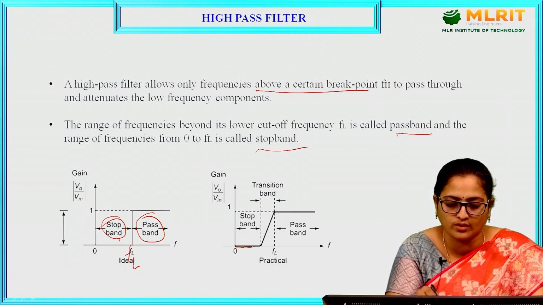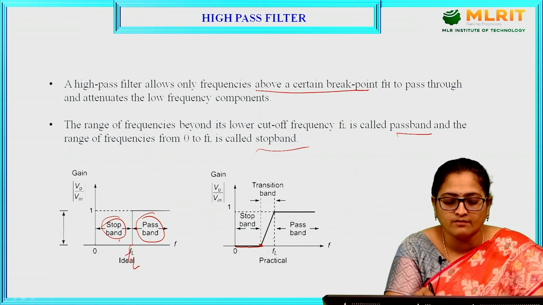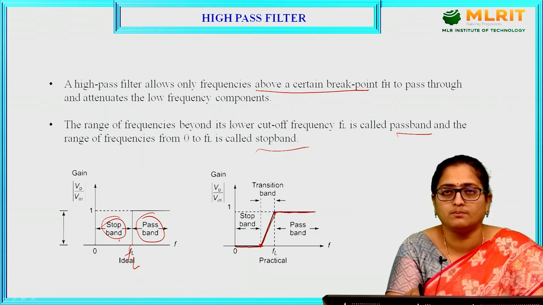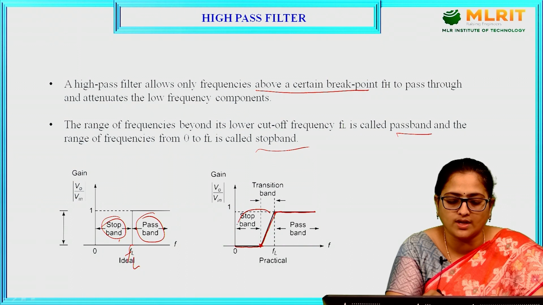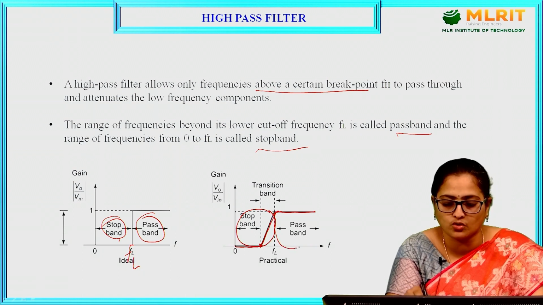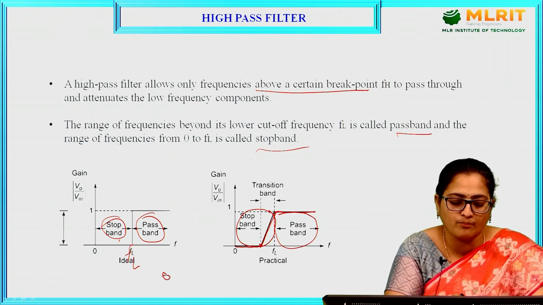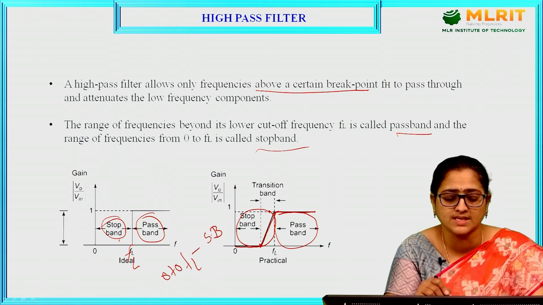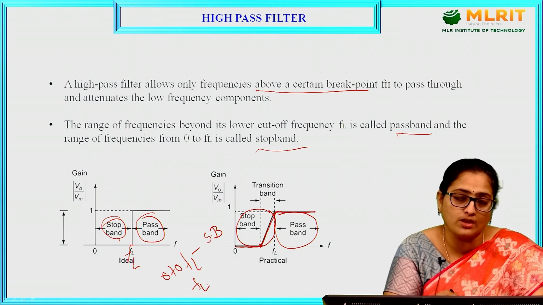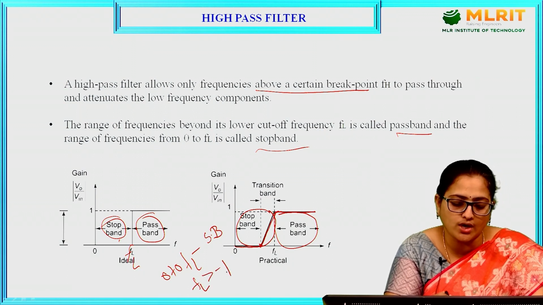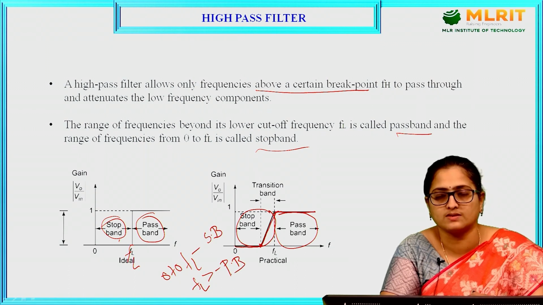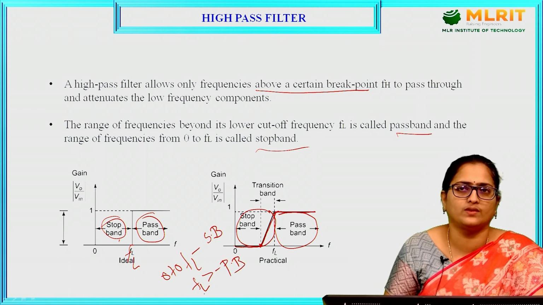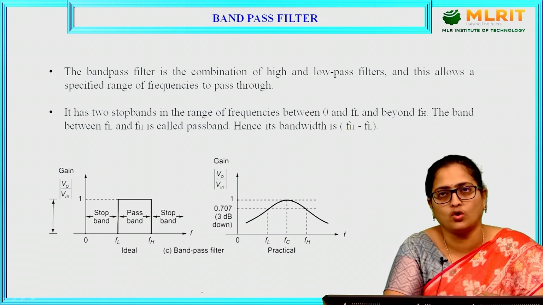Here also from 0 to FL it does not allow any frequency. From FL it starts increasing, and after some point past FL it produces a pass band. The frequencies between 0 and FL are called stop band frequencies, and the frequencies above the lowest cutoff frequency are called pass band frequencies. Here the frequency response will be considered between the frequency and gain of a filter, for all the filters.